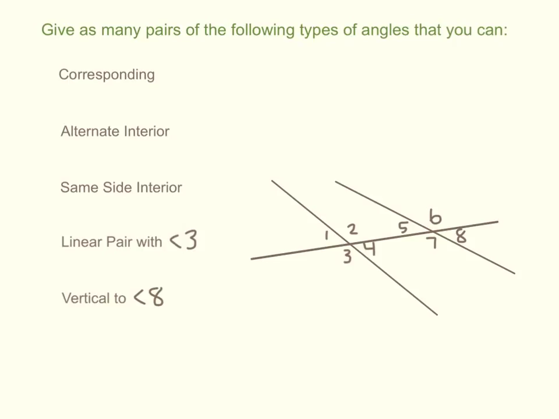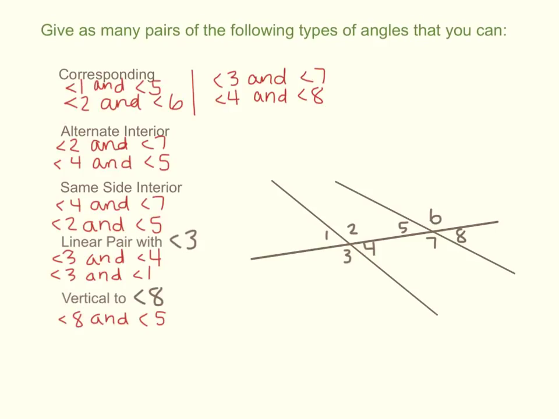Okay, now that we have those definitions taken care of, why don't you take a moment and give me as many pairs of the following types of angles that you can: corresponding, alternate interior, same side interior, a linear pair with angle 3, and an angle that's vertical to angle 8. So think of as many as you can for each one of these. So pause the video and do that, please.